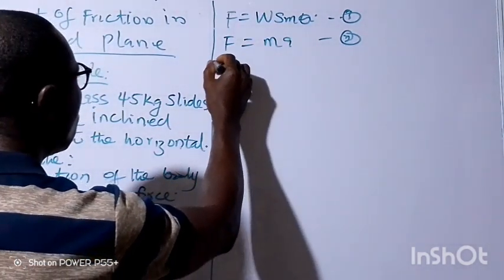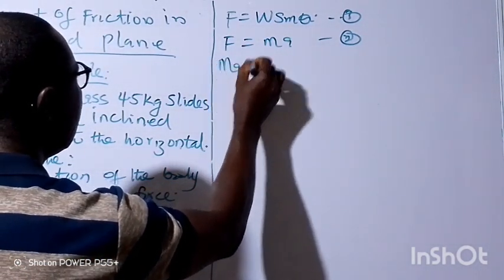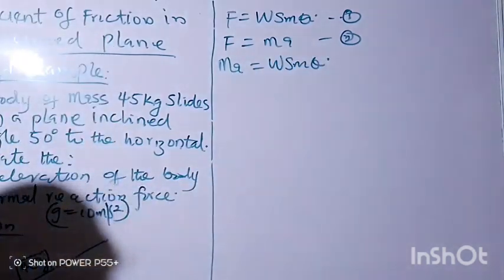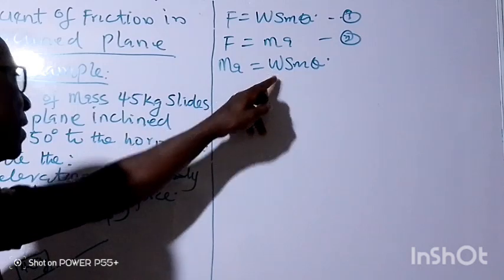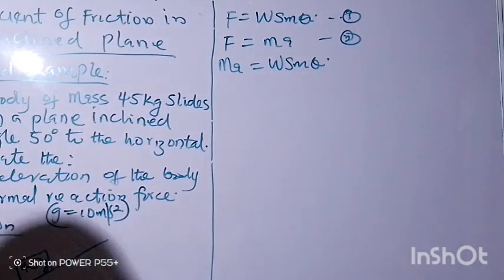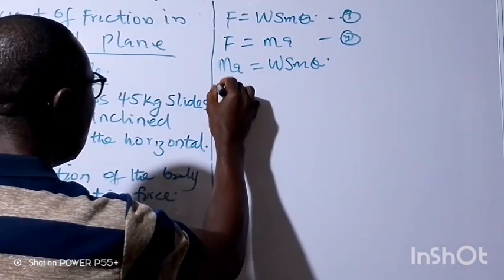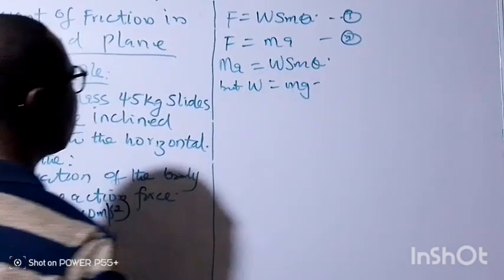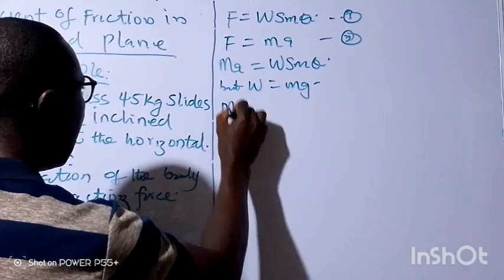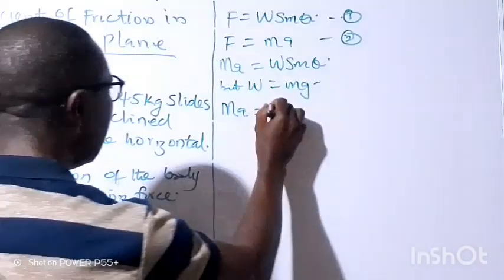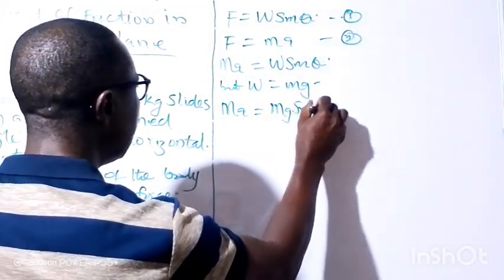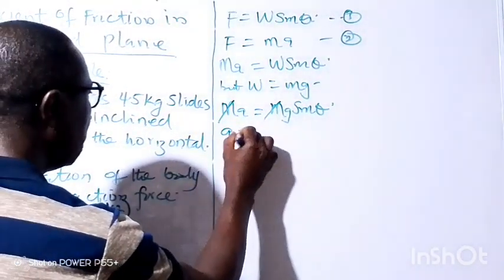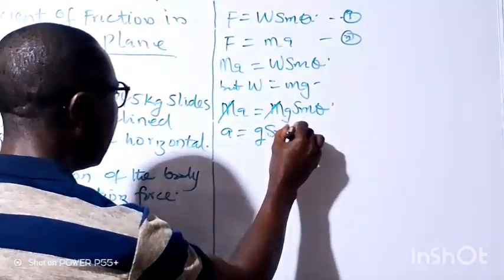Then equate 1 to 2. So we are going to have MA is equal to W sine theta. Don't forget, W is the weight of this object, which also acts downward, and W is equal to mg. So we can now have MA is equal to mg sine theta. So M will cancel M, and we have A equal to g sine theta.